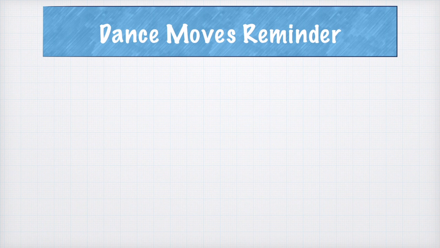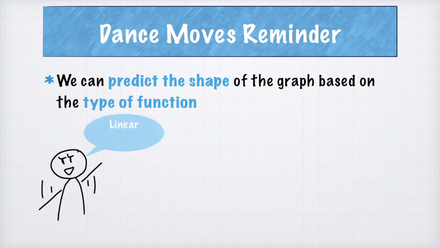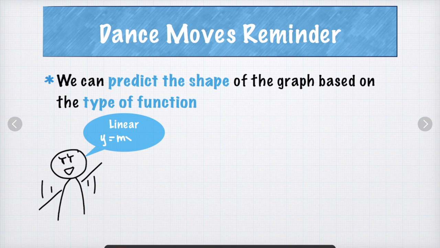So we're going to go through some dance moves and remind you of them. Basically, remember we can predict the shape of a graph based on the type of function. So for our linear functions, which we have an example of here, we throw our arms up in a diagonal slant, so it's a nice little line. It's of the form y is equal to mx plus b.